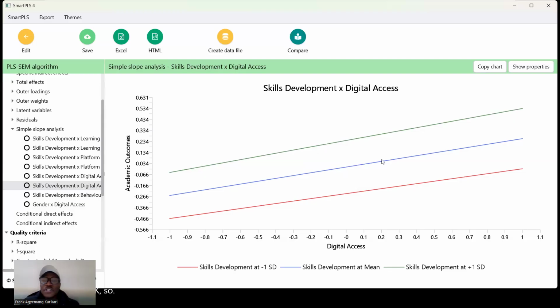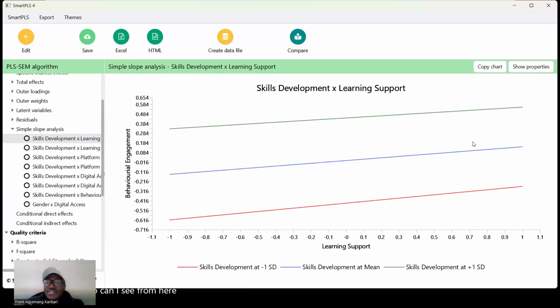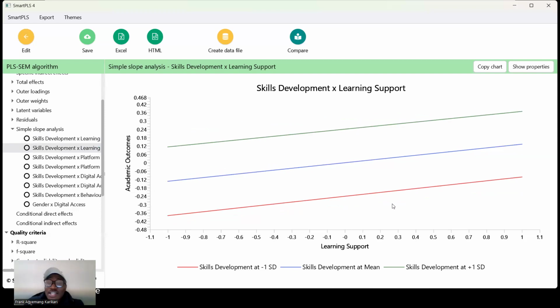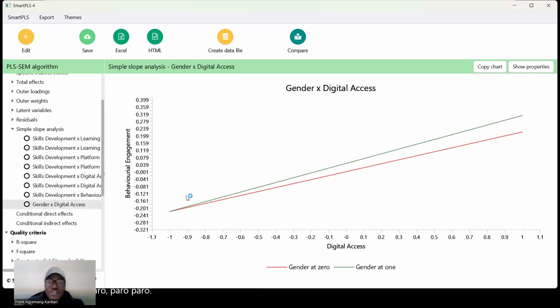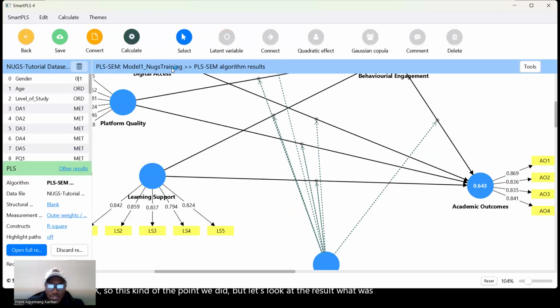No, what you are supposed to focus on is that interaction happens when the lines are not parallel, right? So you can see from here, this and that can never meet because they are parallel here. That's why the result given is insignificant p-values. Do you understand? There is no moderation at all. That's why you can see them to be parallel here. Okay, so this can be given, but let's look at the result. What was the result? So let's go to bootstrap.